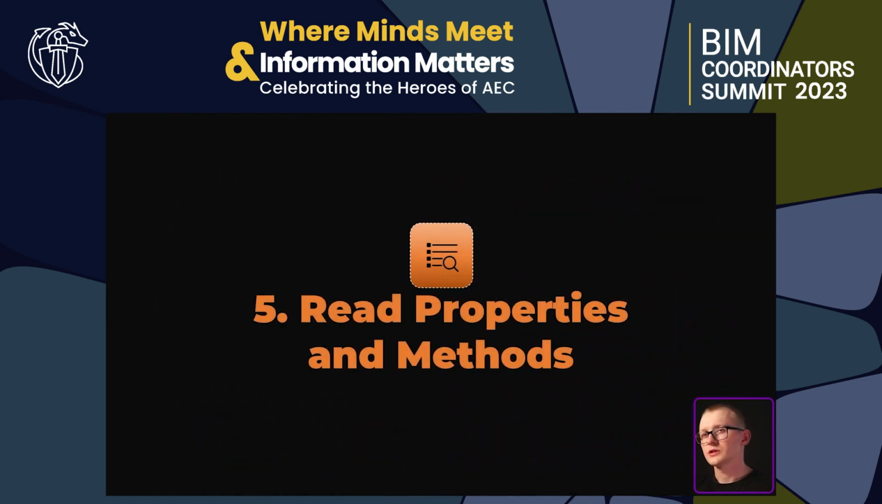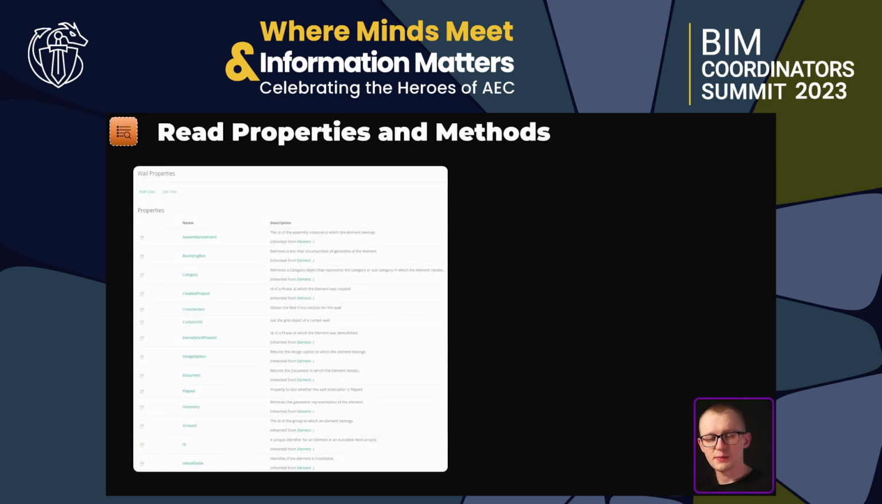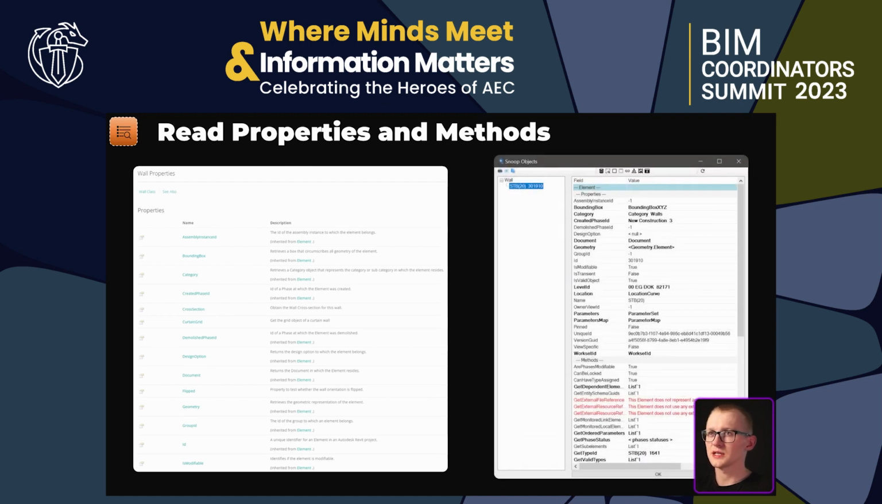Now, once you learn how to select elements, we can look inside of them and try to read properties and methods. To do this, we can look inside of Revit API at all available properties and methods of different classes. But even better, you can select your element with Revit lookup and have a look inside of it.